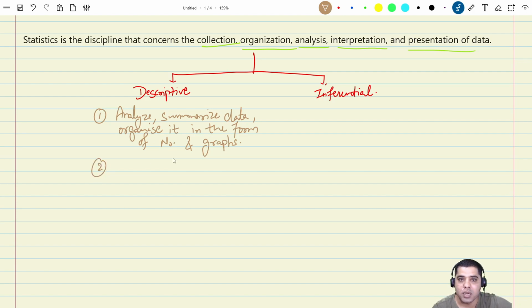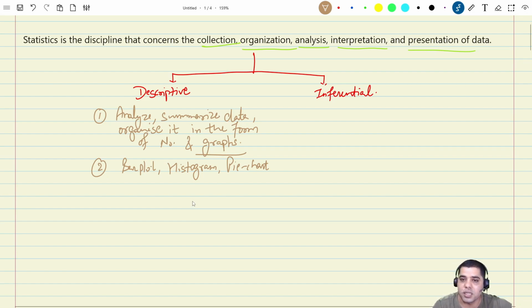Then we can plot that in the form of graphs. We can use a bar plot, histogram, or pie chart. These are some of the graphs through which we can see how the overall data looks, how the data is scattered, whether it is normally distributed, whether it is skewed, and whether there is any skewness in the data. So these are different properties we look at in the data.